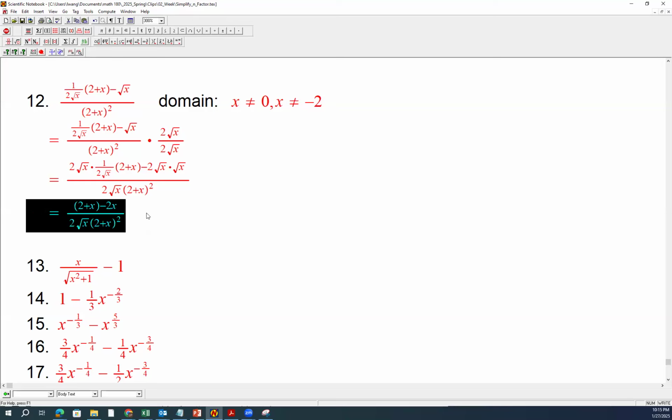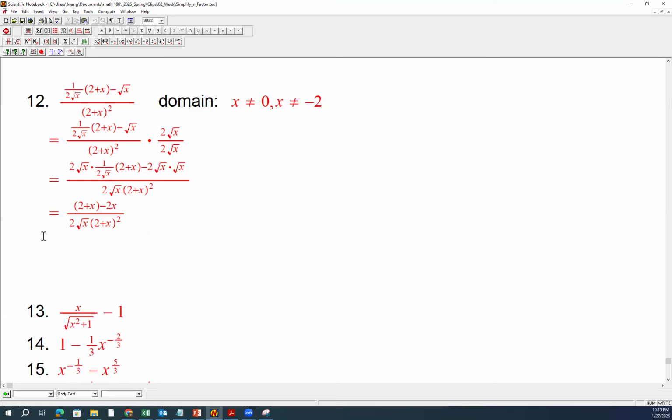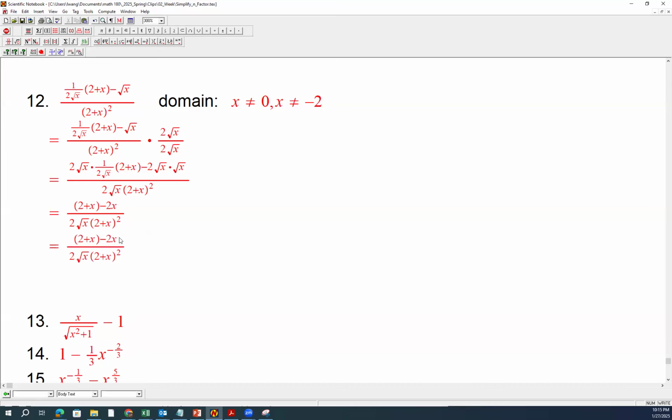So no stress. The more you practice, the less stress you're going to be dealing with. So this is going to be 2 minus x. Finished. Can you take away the 2 above and below? The answer is no.